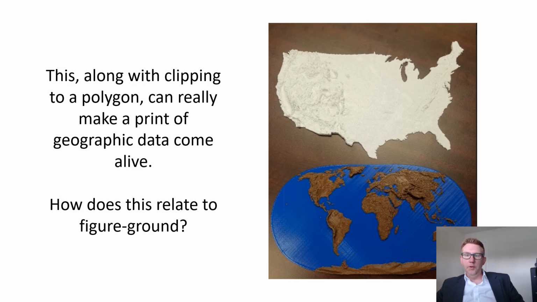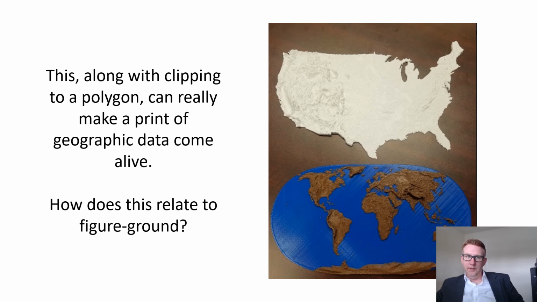Even with dual head extruders or single head extruders that you swap out manually, you can really do some nice things to make the ground features pop out. So in the bottom case here, this is a two filament print with the water printed in blue and the land printed in brown. It's a very effective way of separating out land and water.